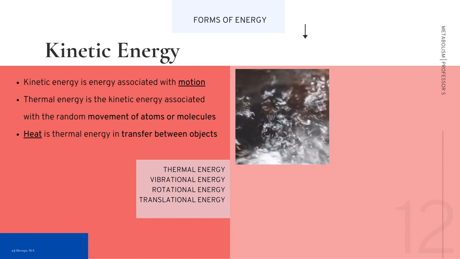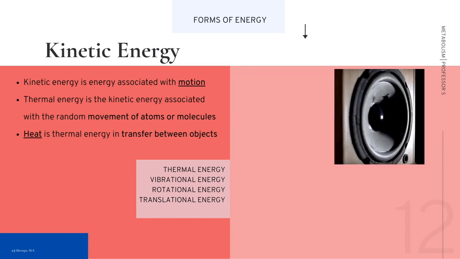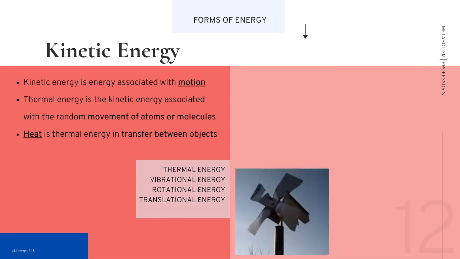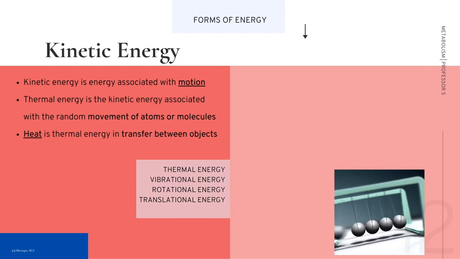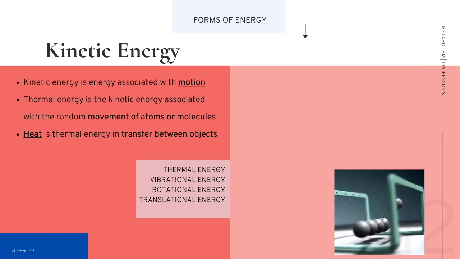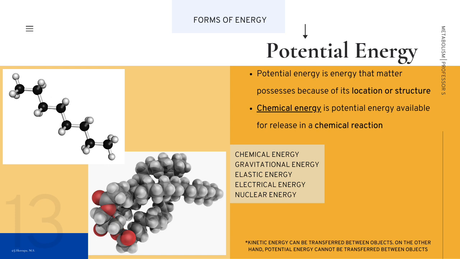Examples of kinetic energy are thermal energy, vibrational energy, rotational energy, and translational energy. Notice how they all have movement. Potential energy is energy that matter possesses because of its location or structure. One form of potential energy is chemical energy. Chemical energy is potential energy available for release in a chemical reaction. This would be an example of chemical energy due to structure of the molecule.